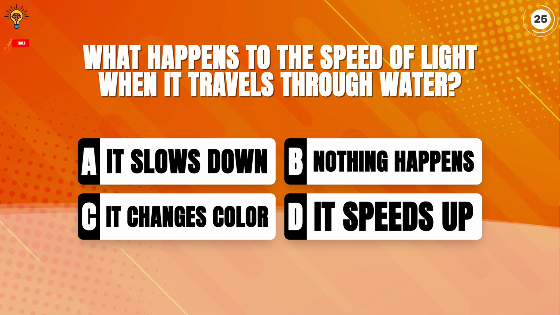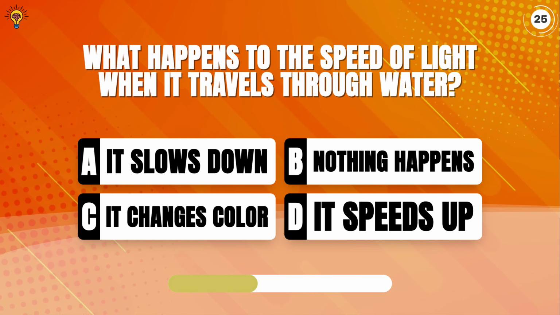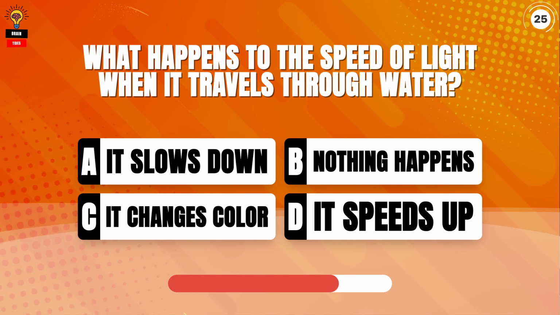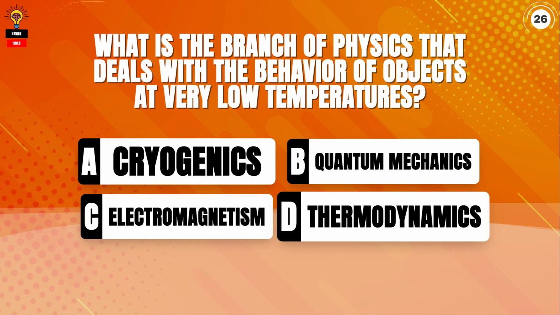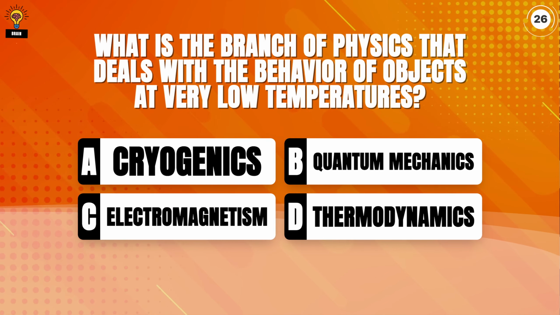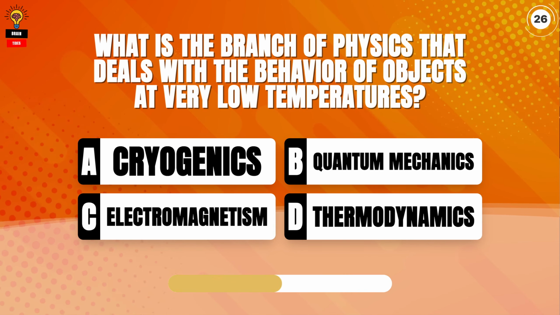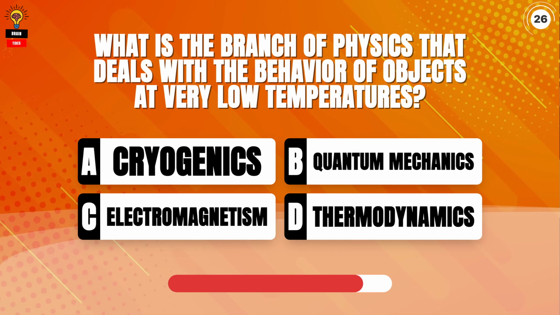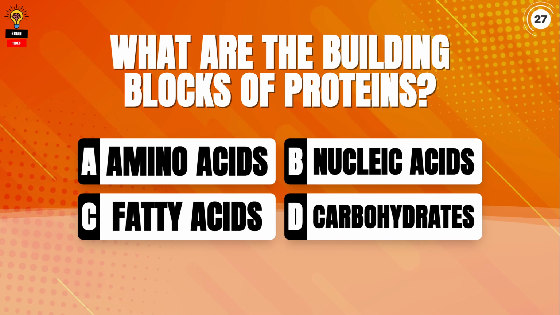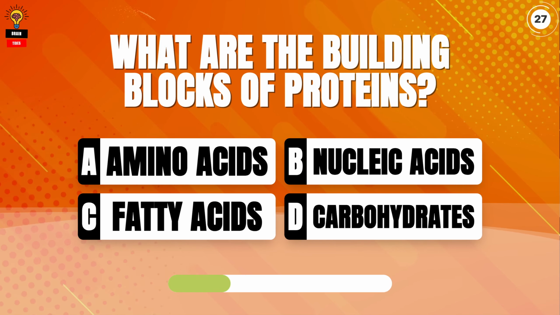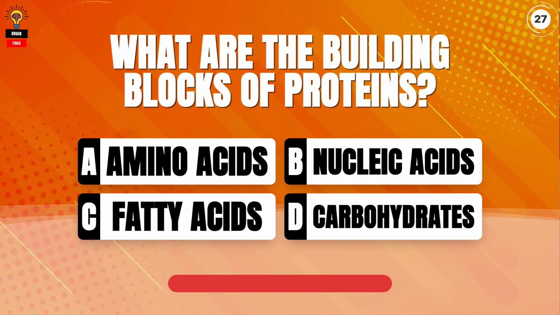What happens to the speed of light when it travels through water? It slows down. What is the branch of physics that deals with the behavior of objects at very low temperatures? Cryogenics. What are the building blocks of proteins? Amino acids.